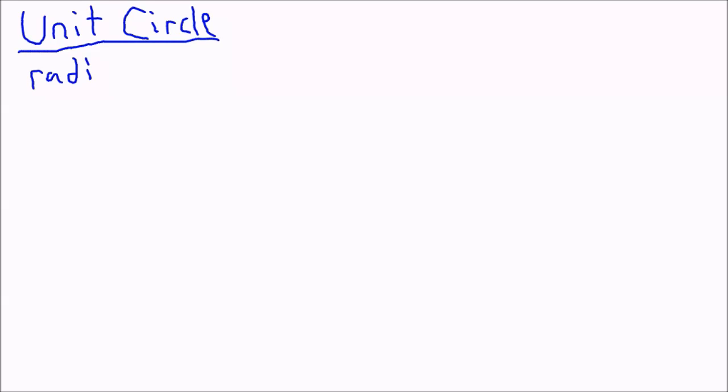Alright, so today we're going to talk about something called the unit circle. What makes the unit circle special is that it's going to have a radius of 1. So radius equals 1. And then let me draw a picture of that.